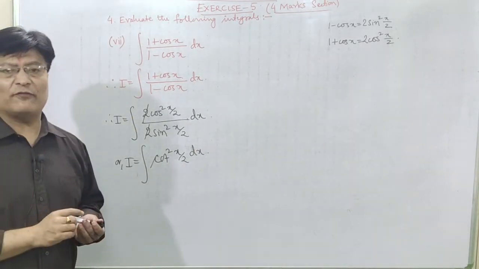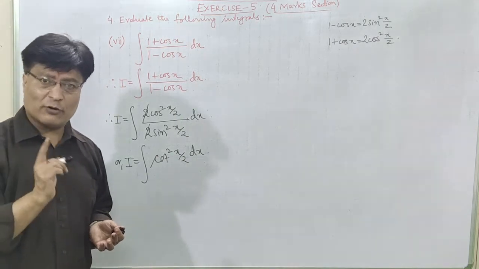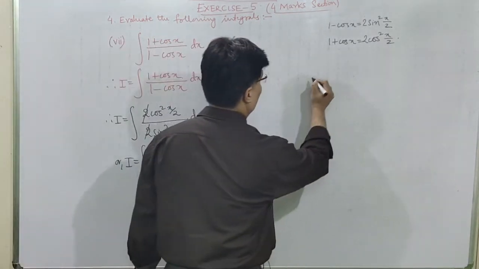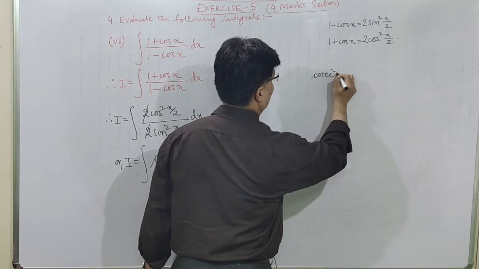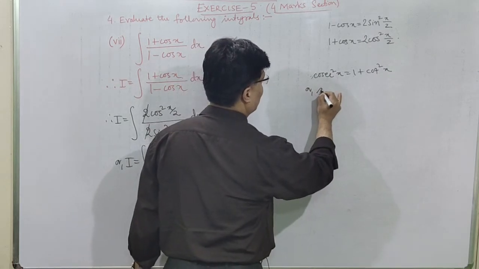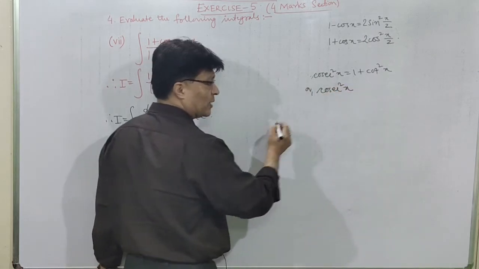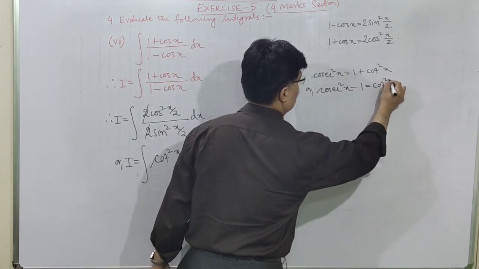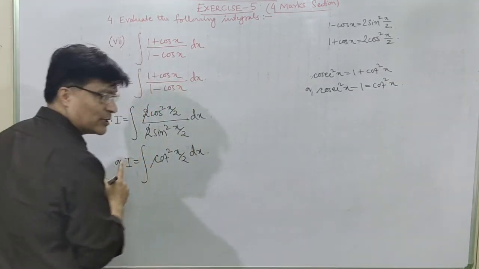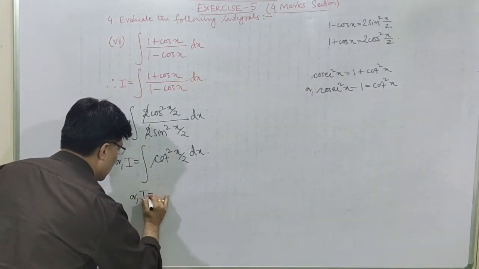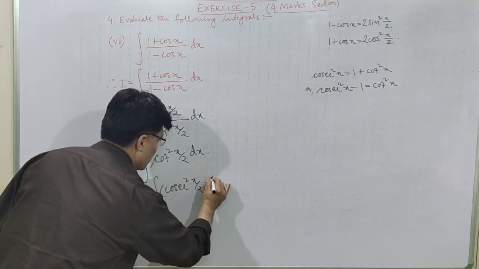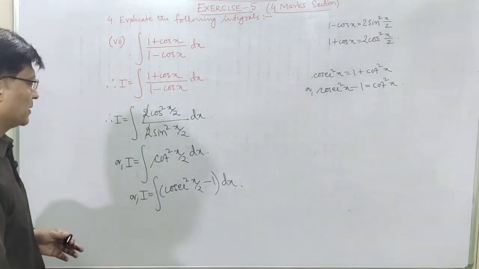So there is no direct formula for cot square x dx. But there is a formula for cosec square x, isn't it? What is the integration of cosec square x? It is minus cot x. You know that, isn't it? So cosec square x is equal to 1 plus cot square x. So what is the formula for cot square x? This will be cosec square x minus 1, this is cot square x. Okay. So now instead of cot square x by 2, you can write it in terms of cosec square x by 2. So this will be I is equal to the integration of, cosec square x by 2 minus 1, bracket close, dx. Is that clear?